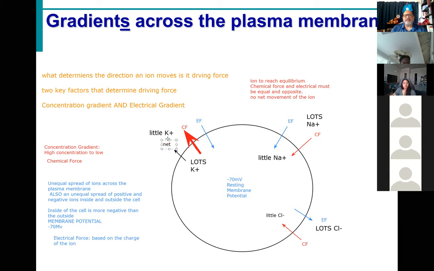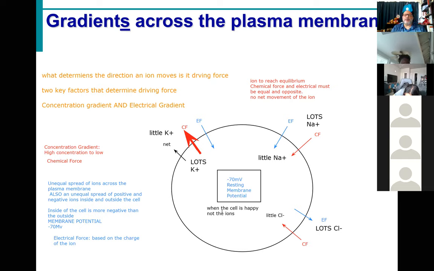If we can get the two forces to be equal to each other, then potassium will be at equilibrium, and if potassium is at equilibrium, potassium is happy. However, is the cell going to be happy when it's at equilibrium? No. And that's the key here. Resting membrane potential is when the cell is happy, not the ions. The ions aren't happy at resting membrane potential. That's why we're able to get them to do work, because they're not happy.